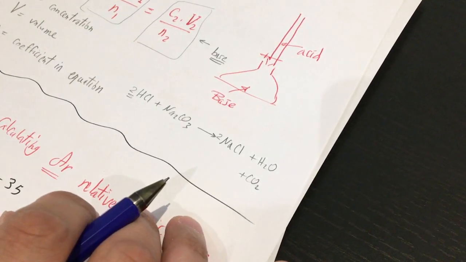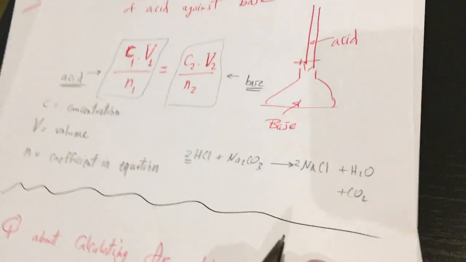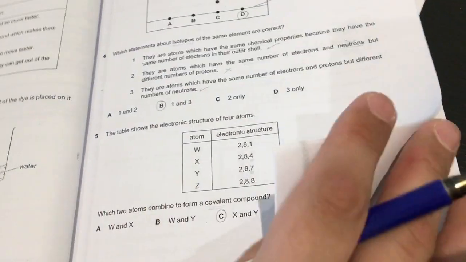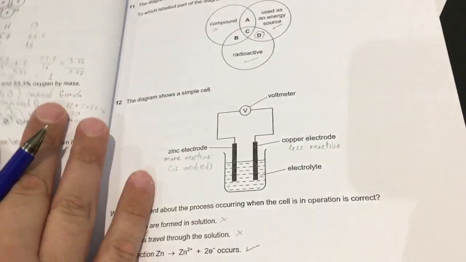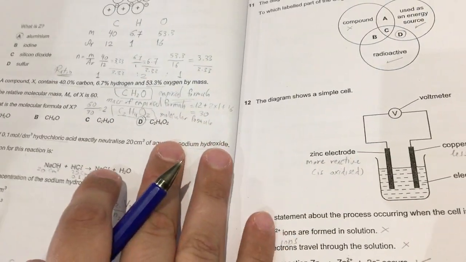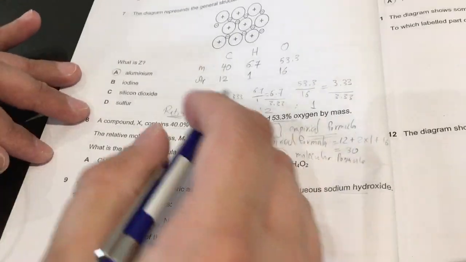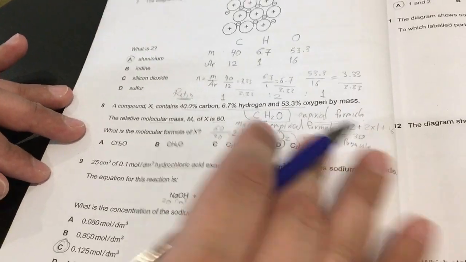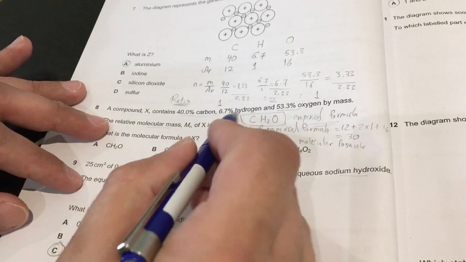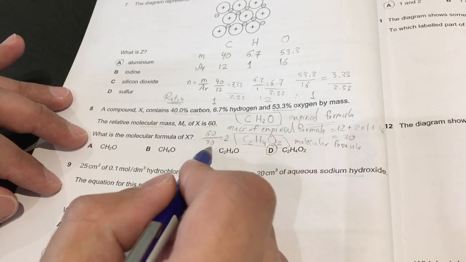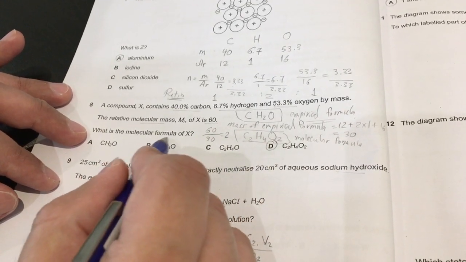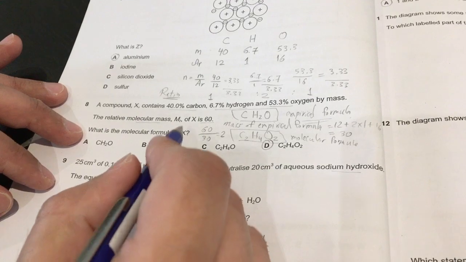Right now, we can have an example of chemical calculation. Here are the past papers. June 2016, paper 2, variant 1. Here he gave us a compound X that contains carbon, hydrogen, and oxygen, and he needs us to find the molecular formula. How to do this? We have steps.